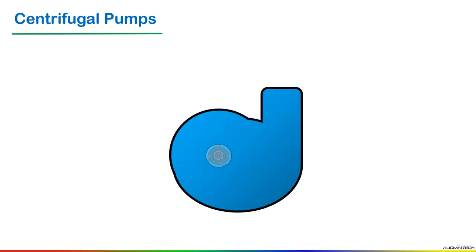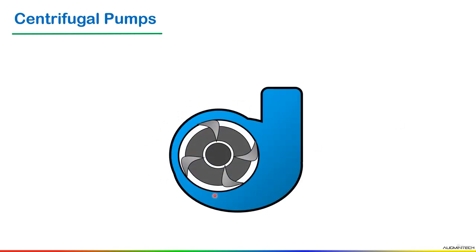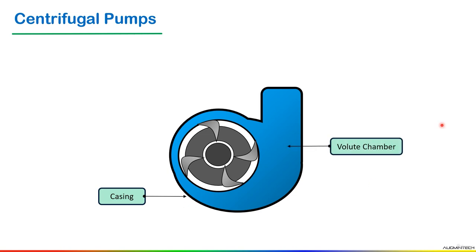Now here we have a schematic diagram of this centrifugal pump, a section drawing of this centrifugal pump. Inside, this is our casing of the centrifugal pump, and here we have a volute chamber. Casing is what I have already discussed. A volute chamber is a spiral shaped casing around the impeller of a centrifugal pump.